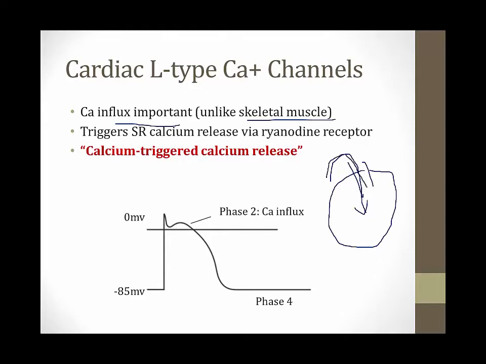This calcium influx through these channels on the surface of the cell triggers the sarcoplasmic reticulum to release calcium via the ryanodine receptor. This is called calcium-triggered calcium release. It's unique to cardiac myocytes, and because of this phenomenon, this phase 2 of the action potential is very important. Calcium comes into the cell in this phase of the action potential that triggers the sarcoplasmic reticulum to release calcium, and that's what makes the myocyte contract. Very different from skeletal muscle, where you have a motor neuron depolarizing the muscle cell, and that causes the sarcoplasmic reticulum to release calcium that leads to contraction.